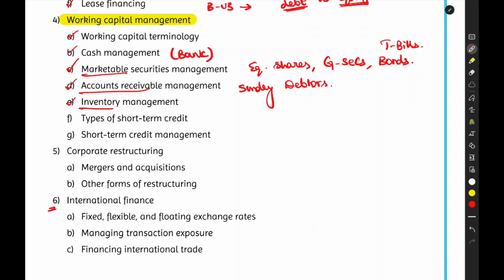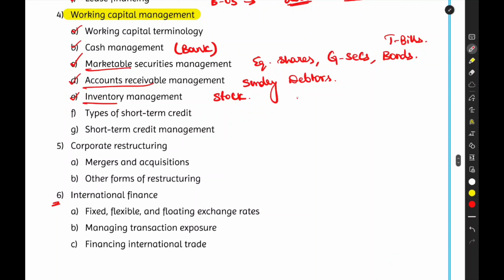Similarly, inventory. Inventory means stock management: how much stock you should maintain in your godown, at what level you should place an order for replacement of the inventory, and what is your economic order quantity, we call it EOQ, reorder level, critical level. Then we will also discuss a technique called JIT, just in time technique, whatever you want to call it. That is basically an inventory management system, all that stuff related to the closing stock.